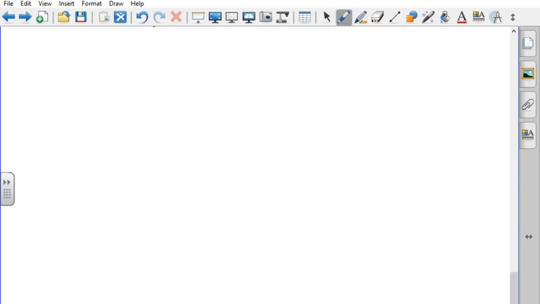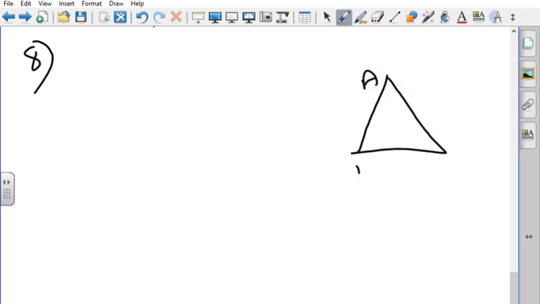Question number 8. If G is a centroid of a triangle ABC, prove that area of triangle GAB equals area of triangle GBC equals area of triangle GCA is equal to 1/3 area of ABC. So now consider a triangle ABC. G is the centroid of the triangle.